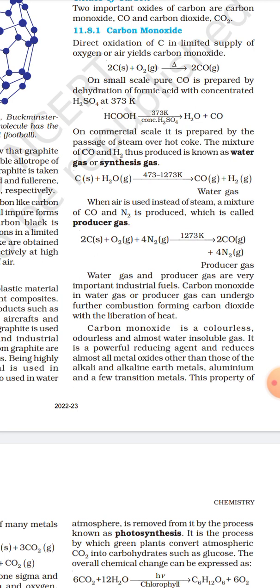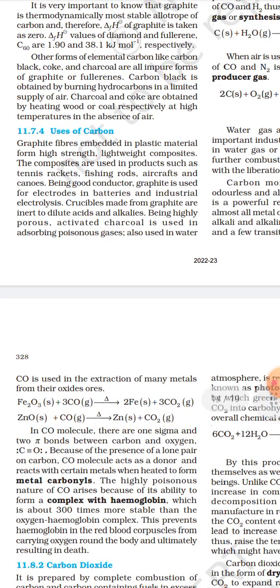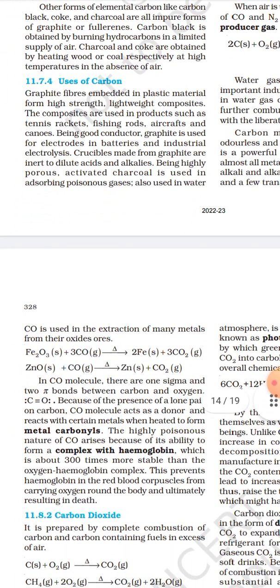It is a powerful reducing agent and reduces almost all metal oxides other than those of the alkali and alkaline earth metals, aluminium and a few transition metals. This property of CO is used in the extraction of many metals from their oxides.